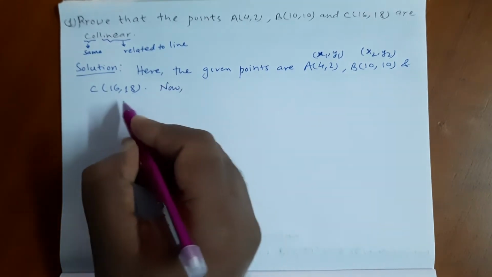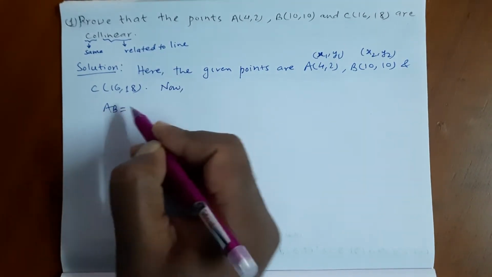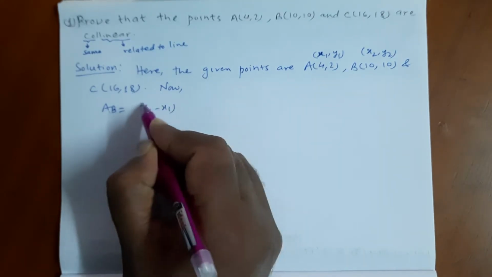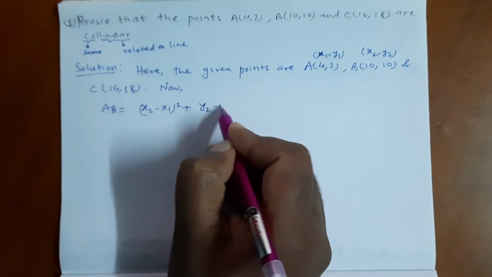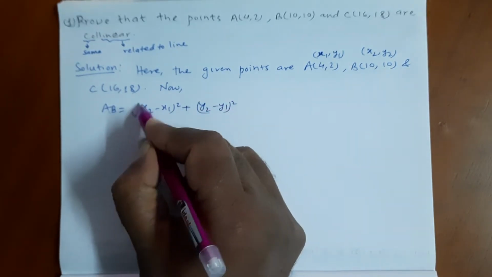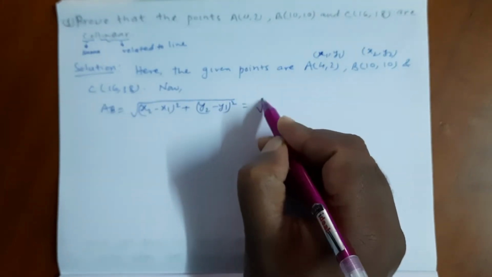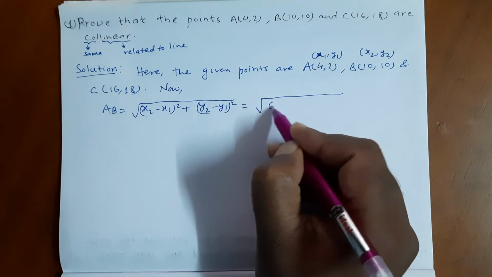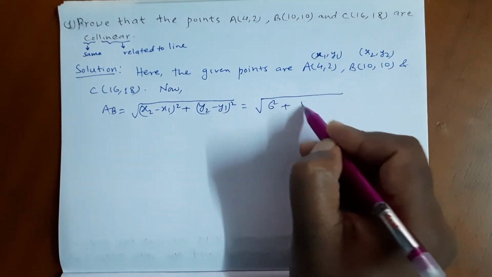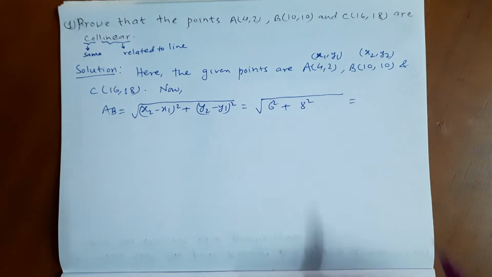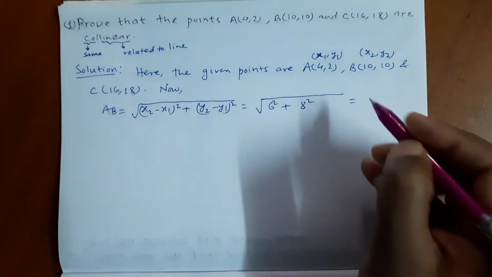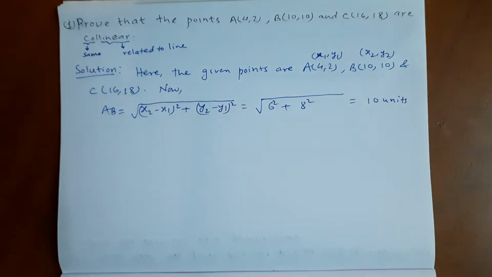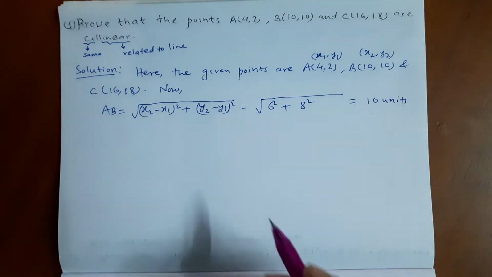Now using the distance formula, AB equals the square root of (x2 minus x1) whole square plus (y2 minus y1) whole square. So here 10 minus 4, that will be 6 square, plus 10 minus 2 square. From these calculations we will get 10 units. You are allowed to use a calculator to calculate this.